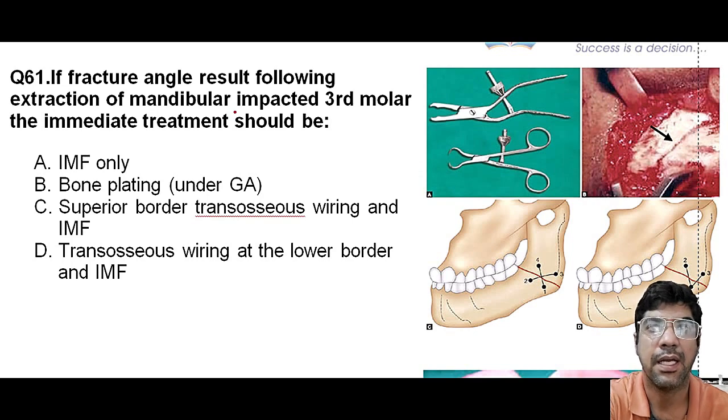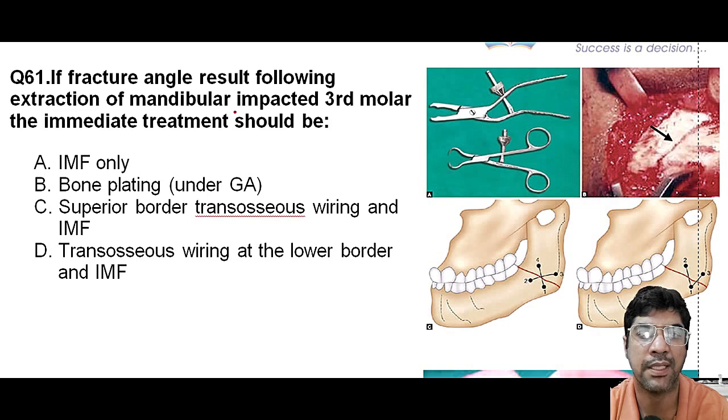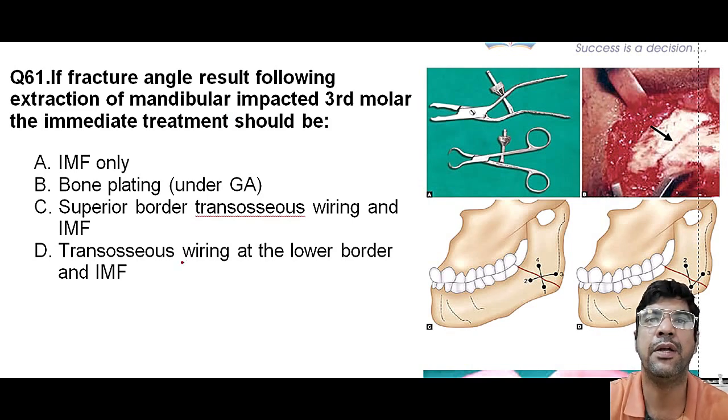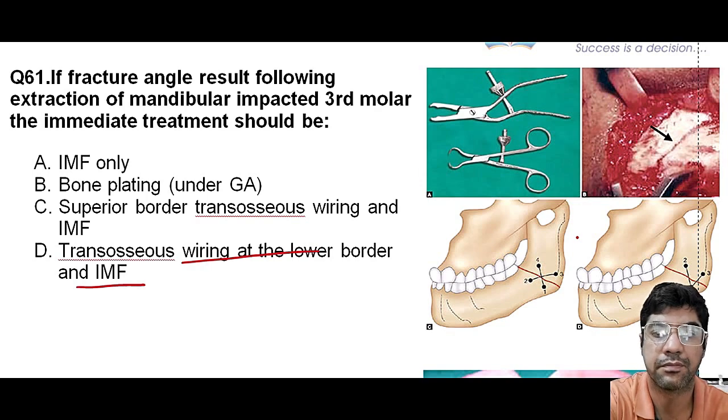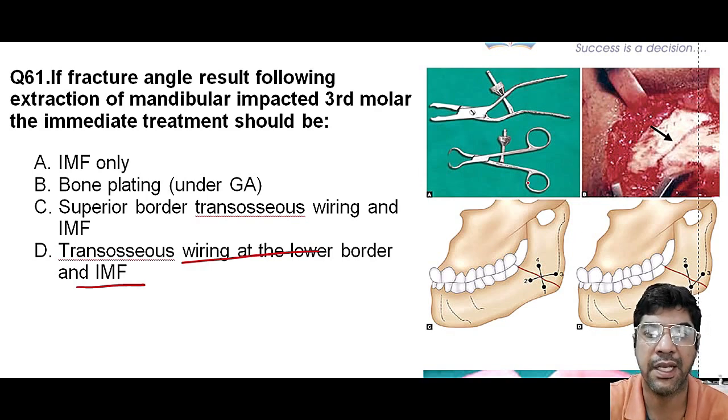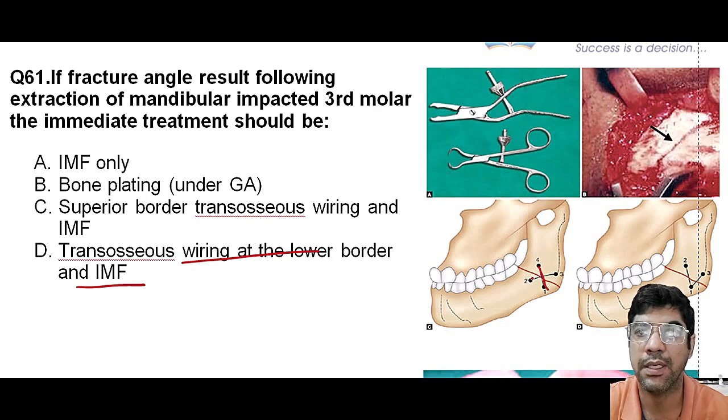If a fracture of the angle results following extraction of a mandibular impacted third molar, the immediate treatment should be transosseous wiring and IMF. Transosseous wiring involves wiring the fragments together through holes drilled in the bone, and IMF is the use of arch bars or other devices to immobilize the jaw.